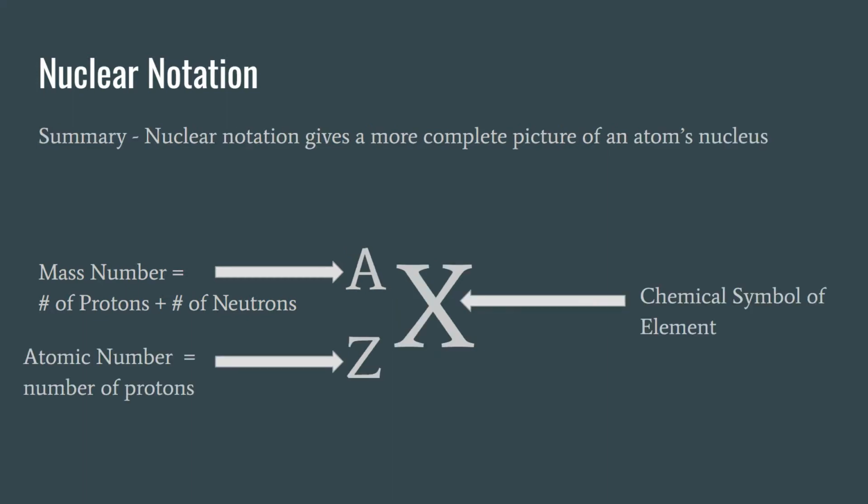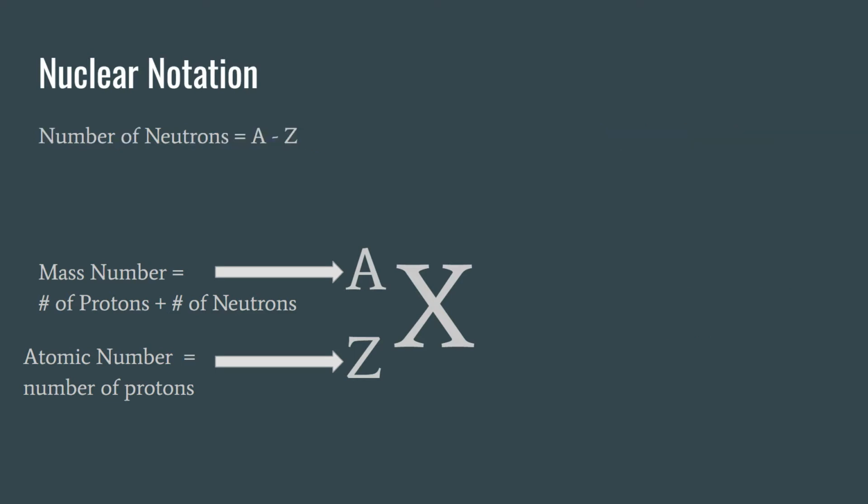Now, in summary, nuclear notation just gives me more information than regular atomic symbols. It's going to include the mass number and the atomic number, which is going to help me get a picture of how many neutrons are inside that nucleus. And that's the last thing you have to be able to do, which is just calculate the number of neutrons. The number of neutrons is always going to be whatever my mass number, A, minus whatever the number of protons is, or the atomic number, Z. So we have A minus Z will give me the number of neutrons.